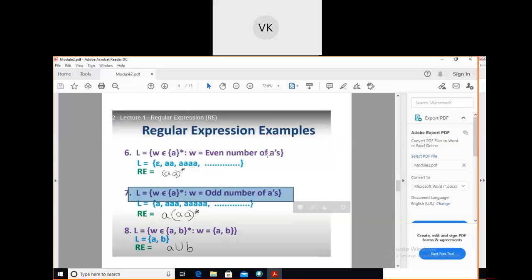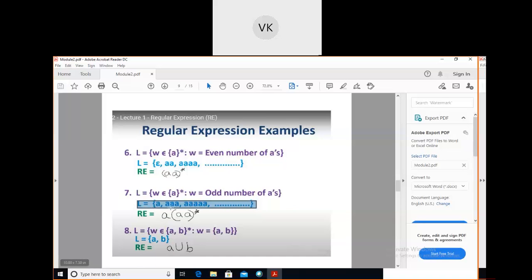Next, L is the language defined over strings W with a set of strings A, where W is equal to odd number of A's. That is the condition for the given language. Odd number of A's means these are all the possible strings: 1 time A, 3 times A, 5 times A, 7 times A, 9 times A, and so on.